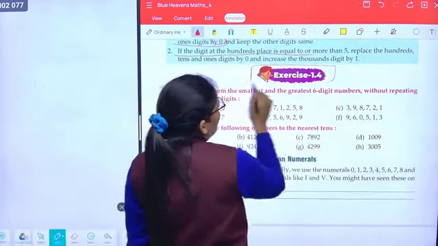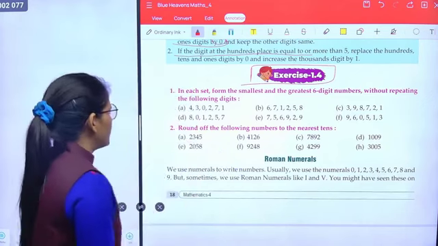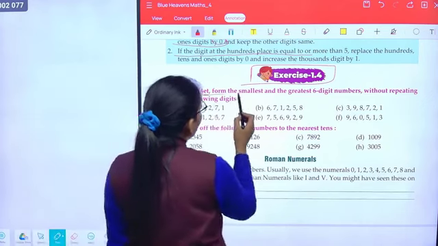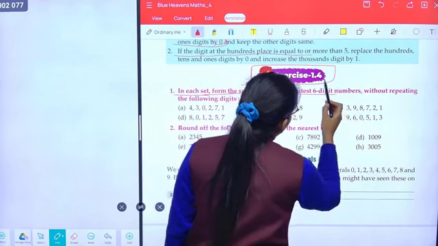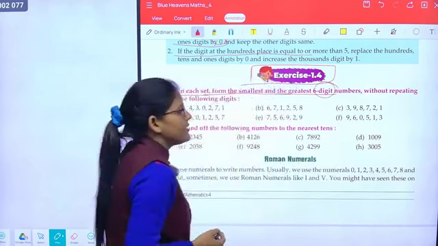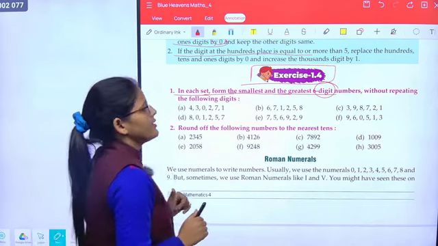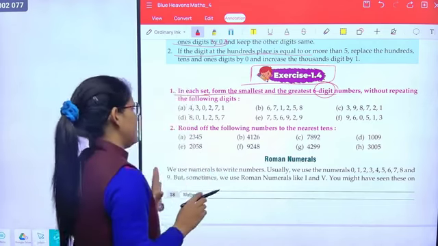All are similar. Now come to exercise 1.4. In each set, form the smallest and greatest six-digit numbers without repeating the following digits.